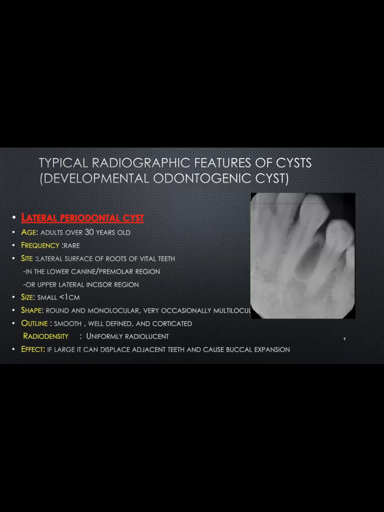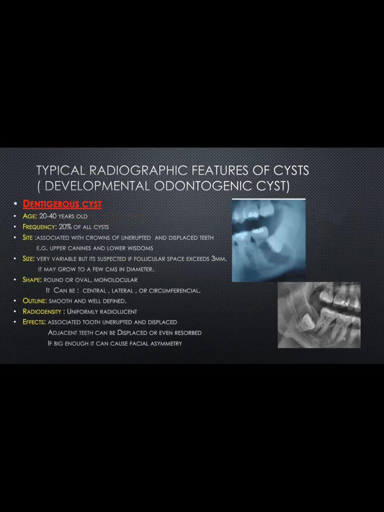It's usually small, less than 1 centimeter. It's round, monolocular, has a well-defined and smooth outline, and it's uniformly radiolucent. And if it gets large enough, it could displace teeth and cause buccal expansion. Now, the main difference between this one and the radicular cyst is that with this one, the teeth are vital and it's not on the apex of the teeth.